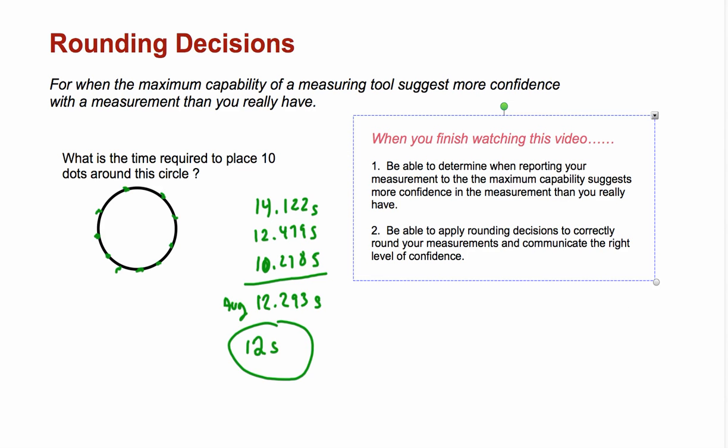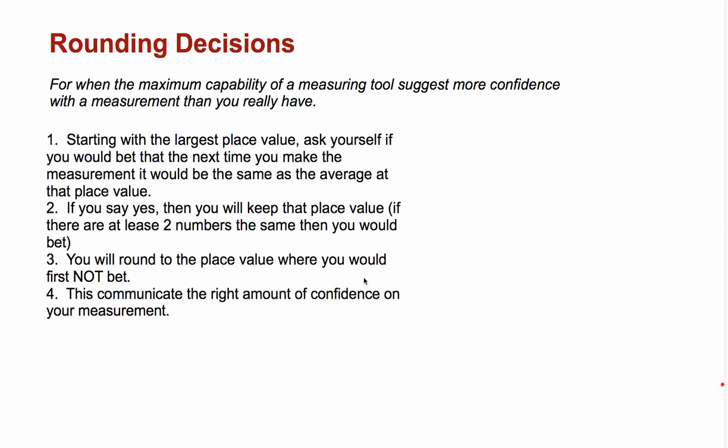Alright, let's just review the rules of rounding decisions. One, we're going to start with the largest place value. Ask yourself if you would bet that the next time you make the measurement it would be the same as the average of that place value. Two, if you say yes, then you will keep that place value. Three, you will round to the place value where you would first not bet. Four, this will communicate the right amount of confidence in your measurement.